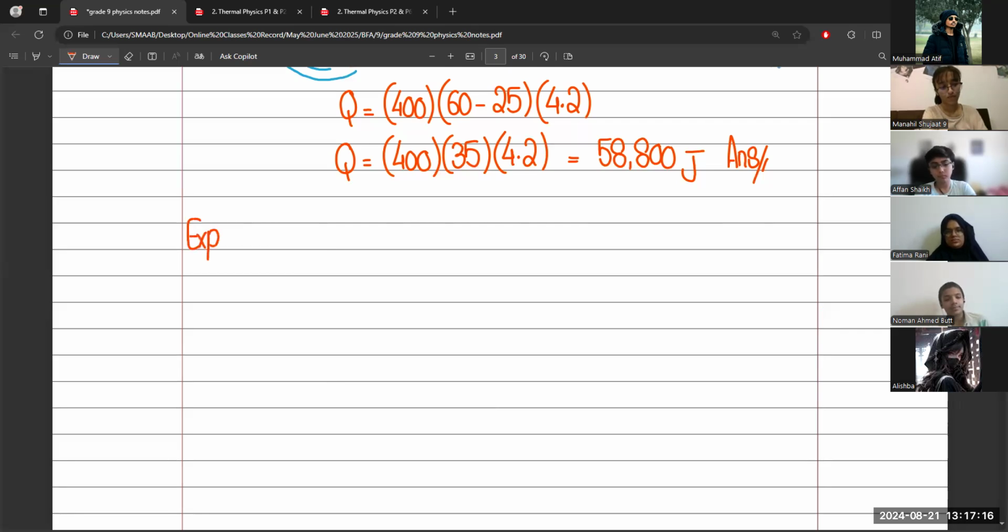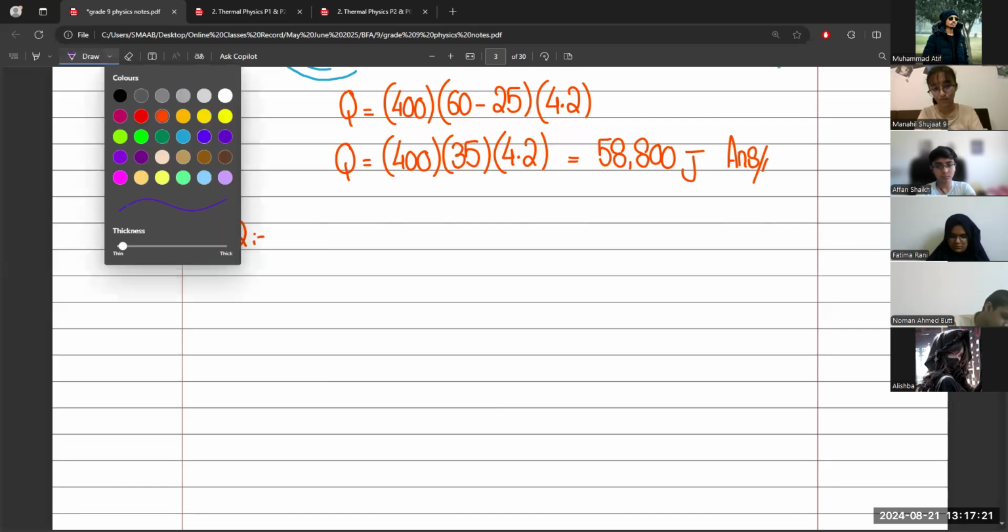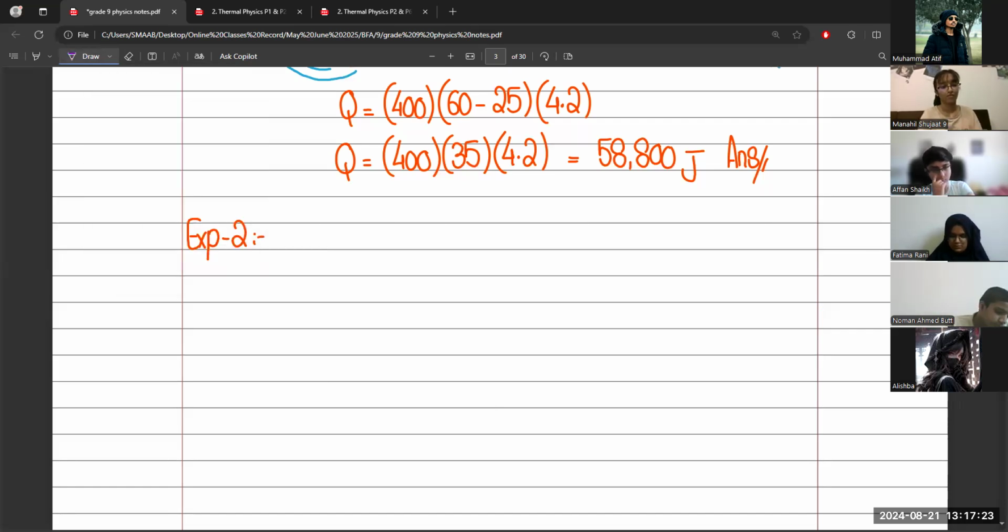So example number 2, and example number 2 is again we are taking mass. Mass is equal to 200 grams.